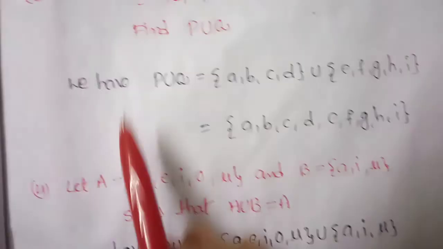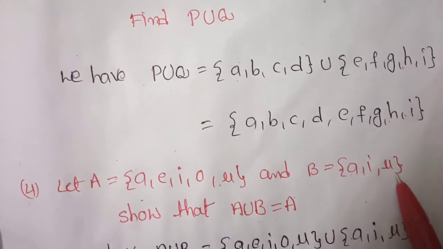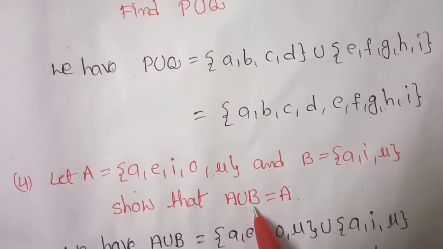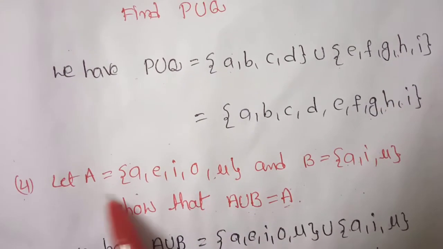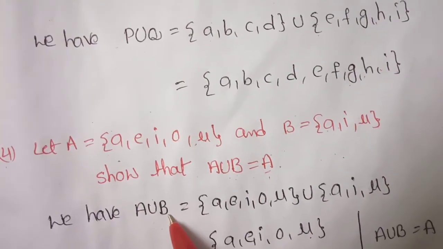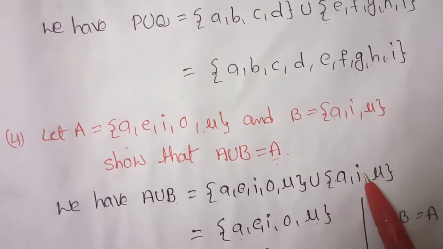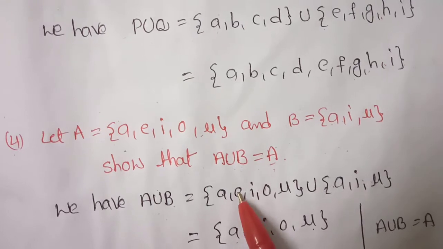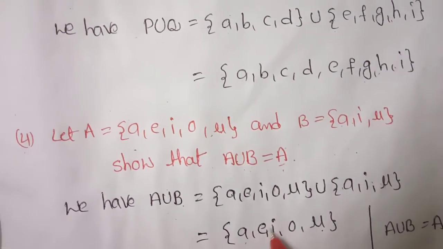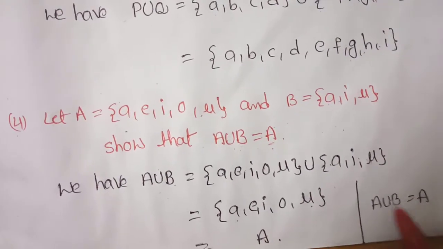Okay, next: let A = {a, e, i, o, u} and B = {a, i, u}. Show that A ∪ B = A. We have A ∪ B equals the A set union the B set. Union means a, e, i, o, u. What is {a, e, i, o, u}? It is the A set. Okay, A ∪ B is equal to A.